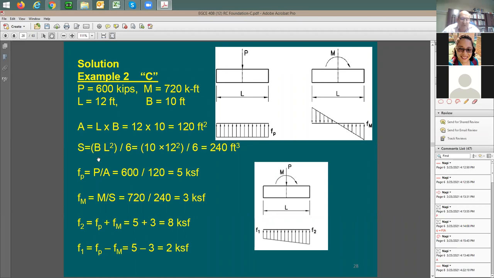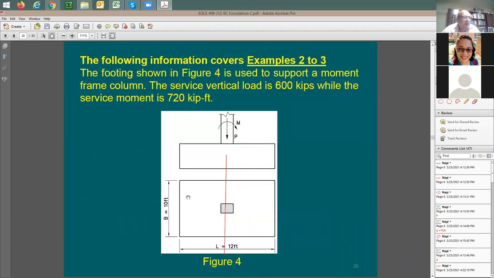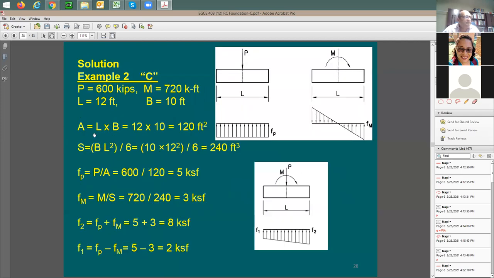The section modulus, which is moment of inertia divided by C, is going to be equal to B L squared divided by 6. Now, which one is B, which one is L? I'm going to go back a slide and just look at it. If you try to find the section modulus about this axis, this is going to be your B and this is going to be your L, because the moment is applied about this axis here. So it's going to be B L squared divided by 6. 10 times 12 squared divided by 6. It's going to be 240 cubic feet.